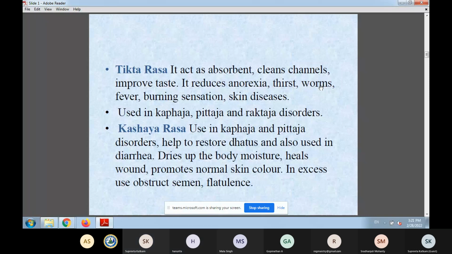Okay, Doc, does Kashaya only help in Kapha dosha and Pitta? Is there any other one that helps with Kapha? Kashaya rasa helps in decreasing Kapha and Pitta. Madhura, Amla, Lavana, Katu, Tikta, Kashaya is the series. Madhura, Amla, Lavana pacify Vata dosha. Katu, Tikta, Kashaya pacify Kapha dosha.